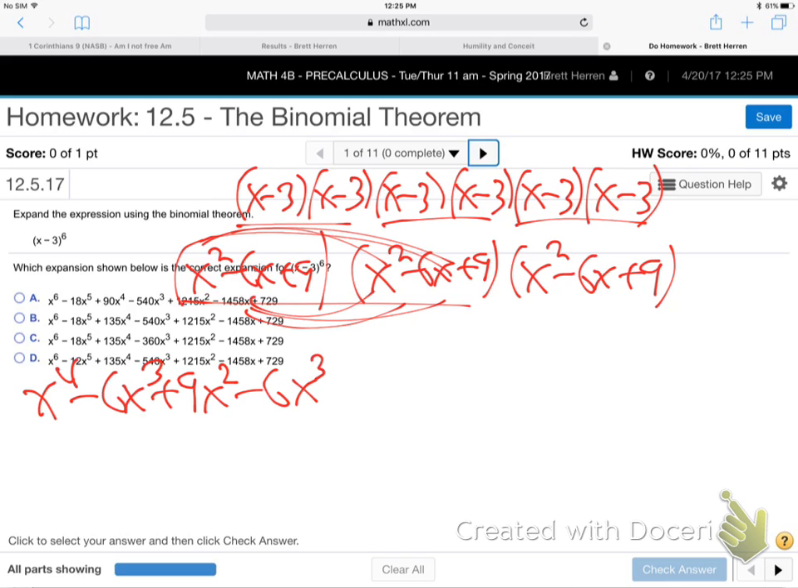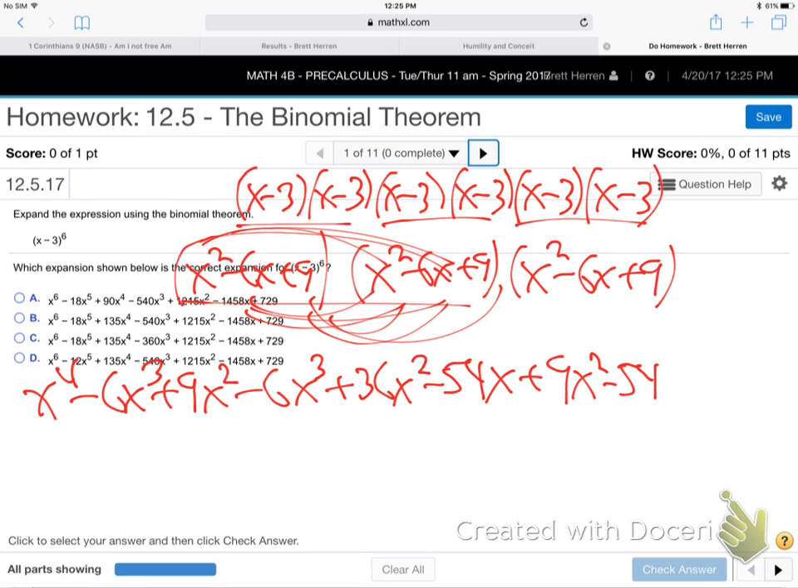Don't write this down. Hope you're not writing this down. Minus 6x cubed. I lost my place. Minus 6x cubed plus 36x squared minus 54x. Then this guy, I'm not even done with the first one here. Plus 9x squared minus 54x plus 81. All of that. And then when I get done with it, I've got to go times that last one I haven't done yet. Right? I mean, this is getting awful. And that's just 6th power.